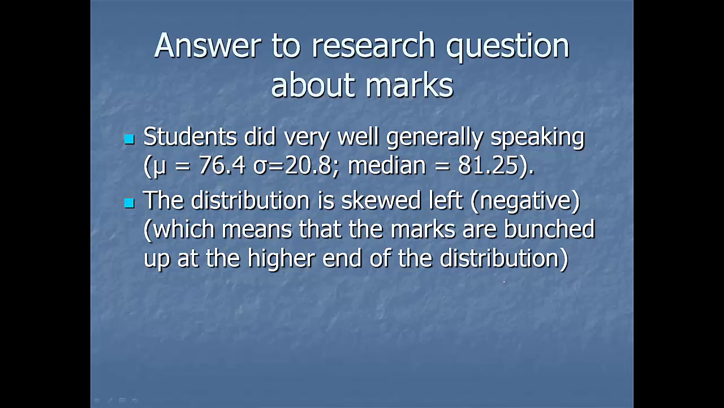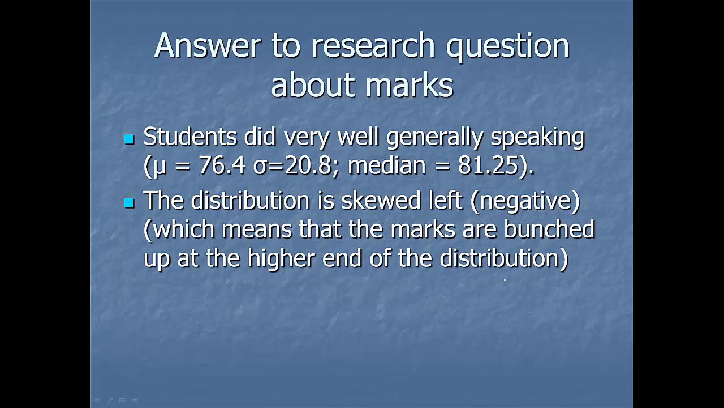So, what did we find out about marks? The research question was, how did students do? Well, we know that the average mark was 76.4, the mean. The median was 81.25, which is higher than the mean. We know that the standard deviation was 20.8.